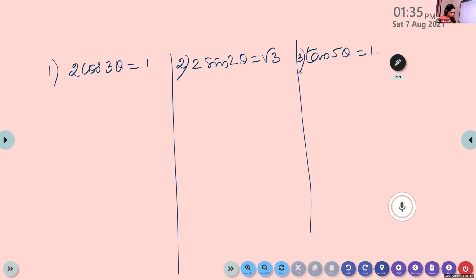How to do this? Ma'am, is it cos cube or cos 3? Cos 3 theta, not cube. What about the second one? Sin 2 theta. Tan 5 theta, not power.